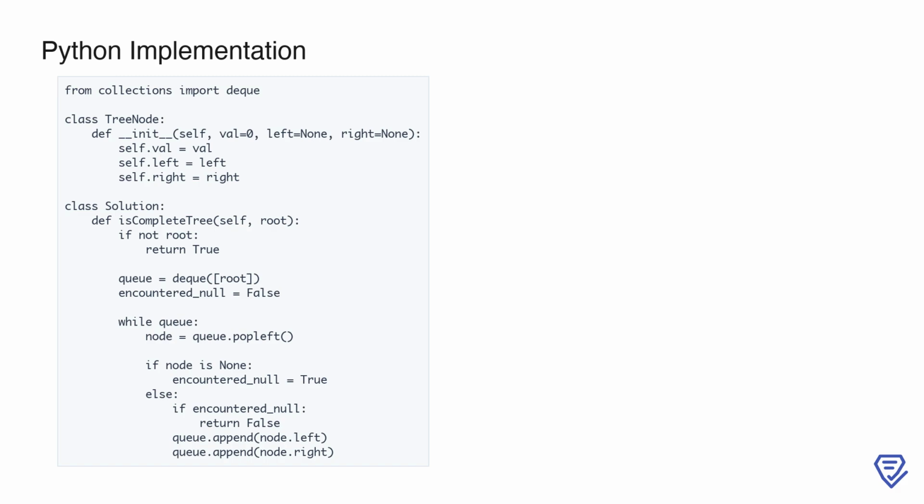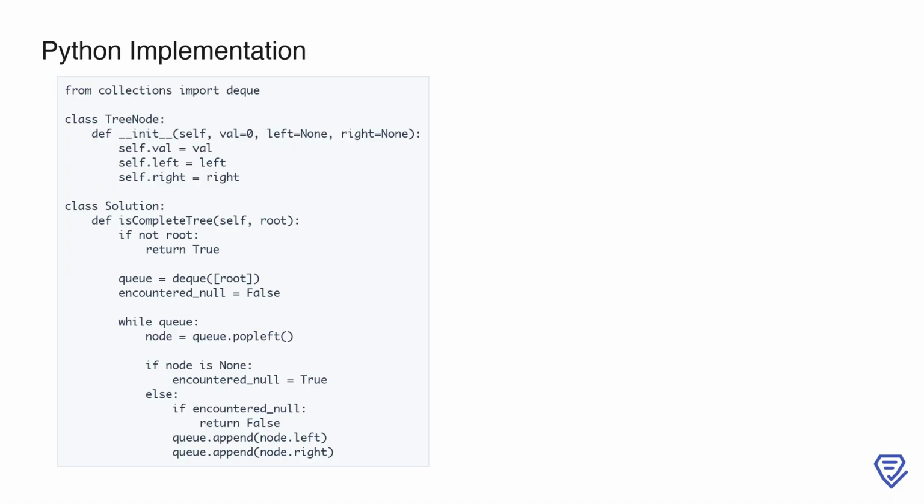The first thing we check is whether the root is None. If it is, this means the tree is empty, and we can immediately return true because an empty tree is considered complete. Now, we initialize a queue using deque and add the root node to it. This queue will help us perform a level order traversal of the tree. We also create a flag, encountered_null, and set it to false.